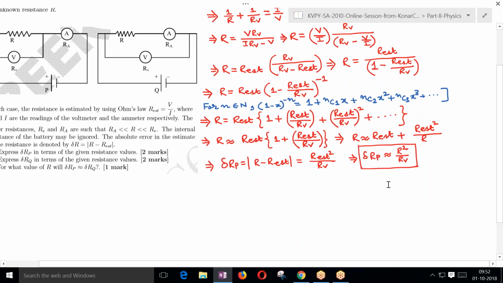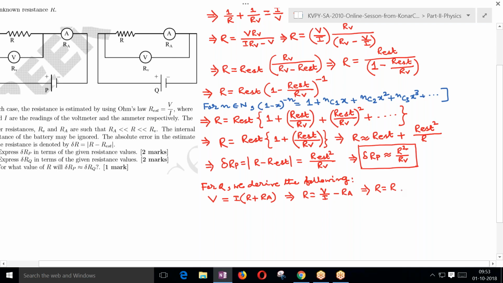Now, for Q, we derive the following. If you see here, in this case, V is equal to I into R plus RA. Look at the circuit for Q, that is clearly understood. So this implies R is equal to V by I minus RA. So this implies R is equal to R estimated, REST, minus RA.